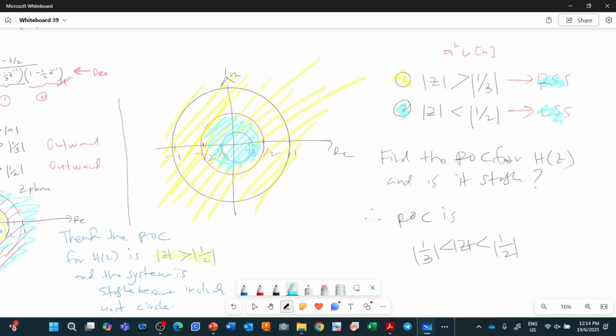So this is easy. If you have both left-sided, you only have inward. If you have right-sided, then both are outward, but you still need to determine what the ROC is. So from here, if I were to draw it, because I'm already using multiple colors here, the one that I color purple is basically the ROC here.